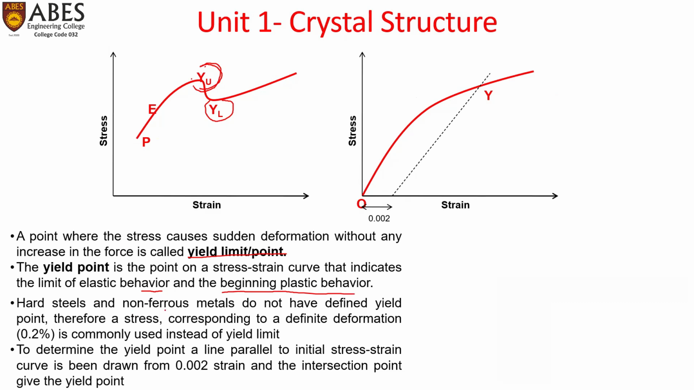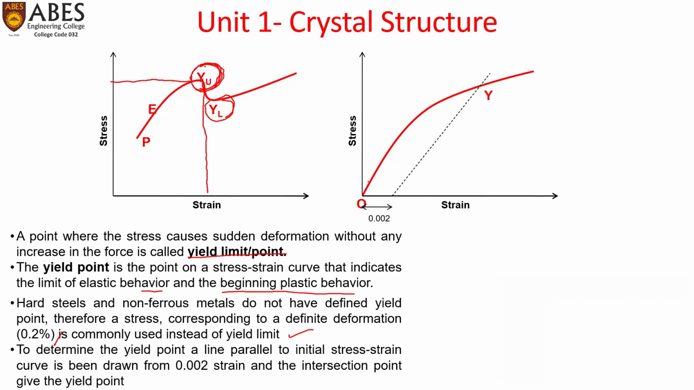So hard steels and non-ferrous metals do not have a defined yield point. Therefore, a stress corresponding to a definite deformation, that is 0.2%, is commonly used instead of the yield limit. Instead of mild steel, where it is shown YU is the clear point, yield point upper and yield point lower, where we can assess that this is the stress where the yield point can be easily obtained.